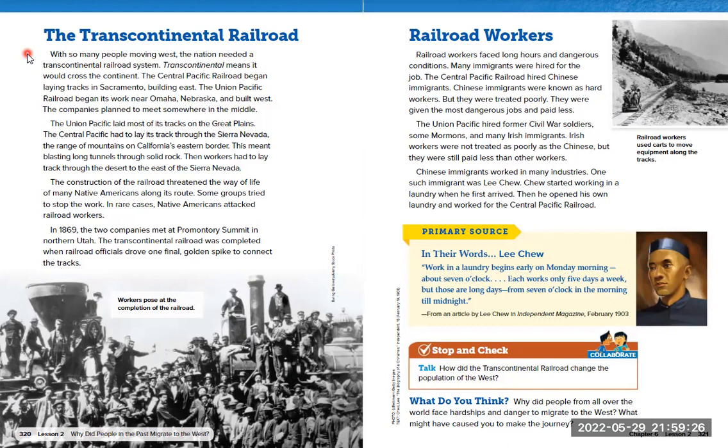The construction of the railroad threatened the way of life of many Native Americans along its route. Some groups tried to stop the work. In rare cases, Native Americans attacked railroad workers. In 1869, the two companies met at Promontory Summit in northern Utah. The Transcontinental Railroad was completed when railroad officials drove one final golden spike to connect the tracks. And here we have a photo of workers posing at the completion of the railroad.